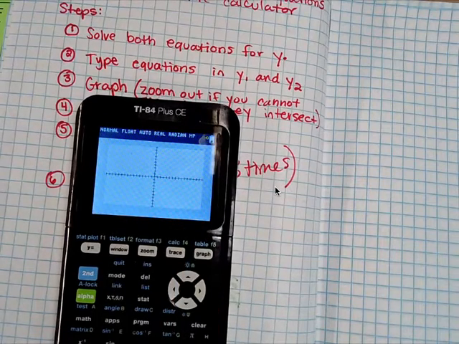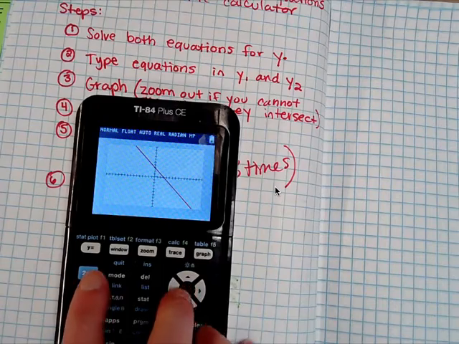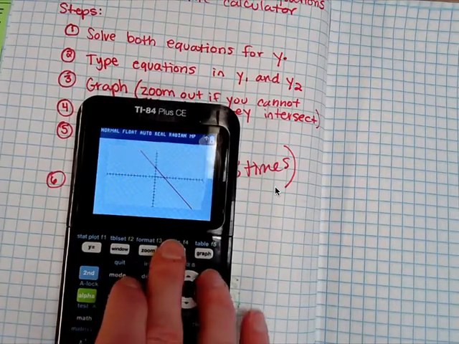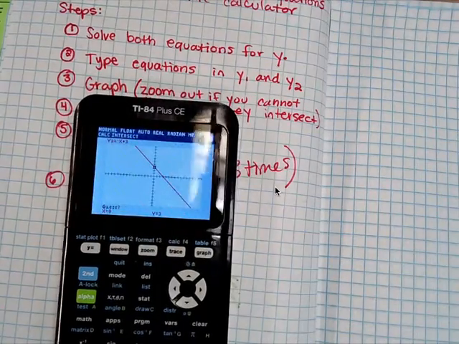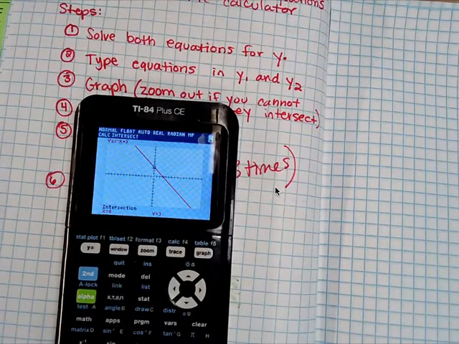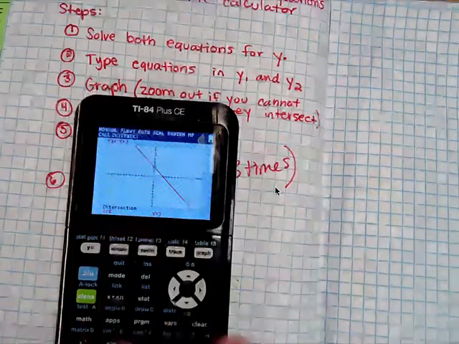If I hit graph, see how it graphs right on top of the other one? Blue turns to red on mine. It should turn into purple. It should blend it, but it doesn't. All right, so second, trace, 5, and then hit 1, 2, 3. It just kept my y-intercept. That's not the solution because it's the exact same line, so it has to be all real numbers.